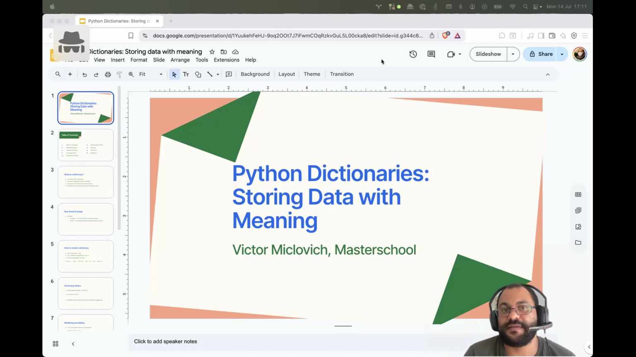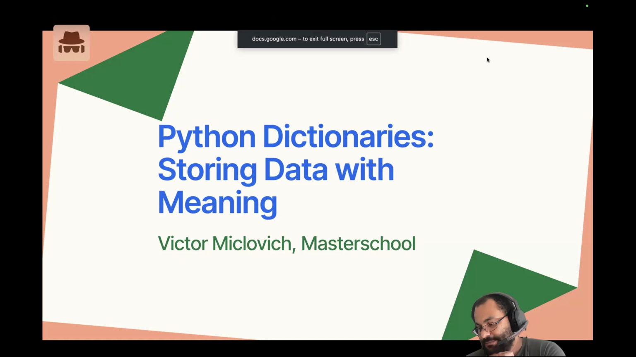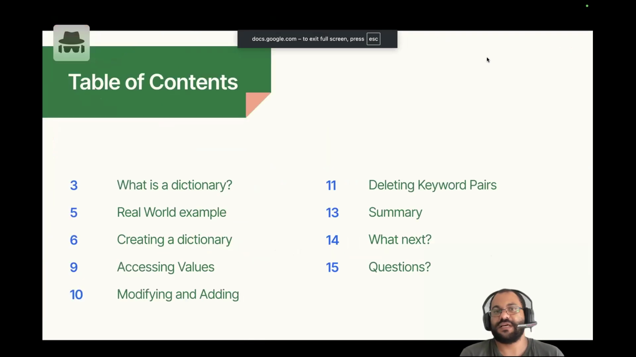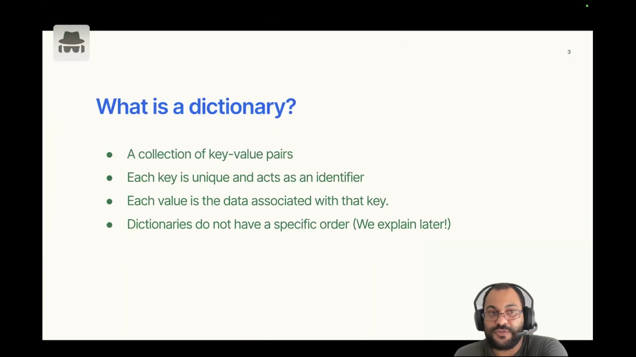All right, I have prepared some slides as per usual. So let's get started. This is what we shall cover today. We'll look at what a dictionary is, some examples of a dictionary, how to create them, accessing data in that dictionary, and a bunch of other things. We'll end this session with questions. So let's transition to the next slide.